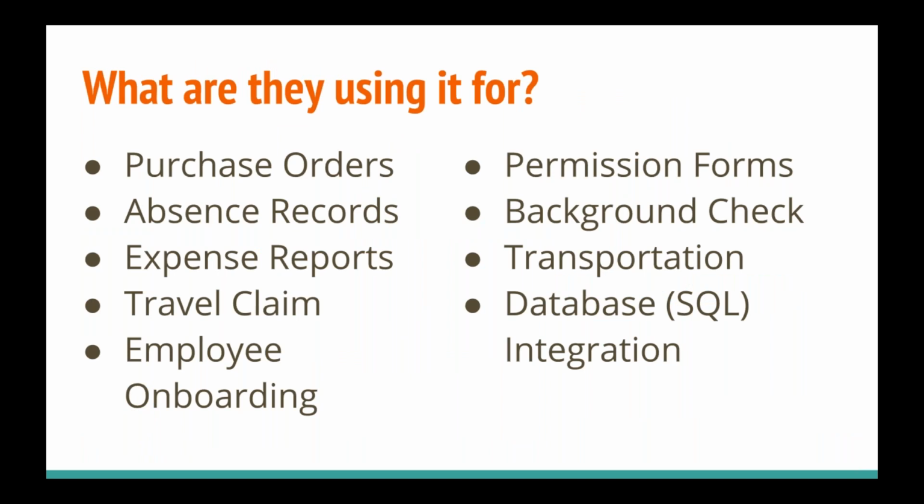So frevvo is already in use on a daily basis by a number of customers for a variety of things, such as purchase orders, which is a very common one. This is where I want to buy something for my organization. I fill in a form, it routes to my manager for approval. Maybe if the amount is greater than 10,000, it's got to go to the CFO, and finally to accounting. Absence records, expense reports, travel authorization.